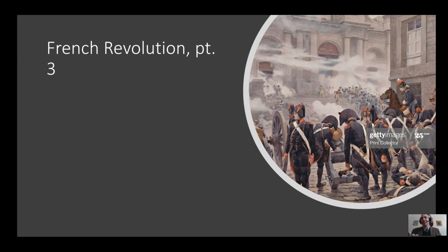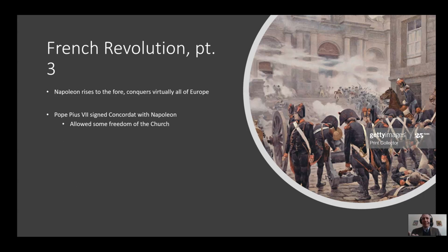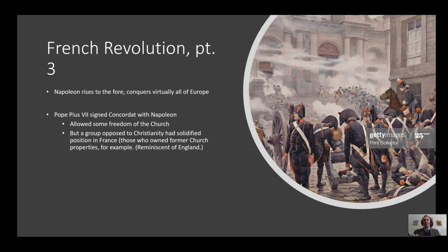And then the third part, we're calling Napoleon, the rise of Napoleon. Again, this is the famous shot of Napoleon Bonaparte quelling the riots. He rises to the fore, conquers virtually all of Europe. With Pius VII, he signed the Concordat with Napoleon, which granted the church certain freedoms, but limited though. But a group opposed to Christianity who had solidified their positions by taking church positions, church wealth, were kind of in key positions now, and Napoleon wasn't willing to dislodge them, and they were hostile to the church because they don't want to give their properties back. Should remind you what happened in England.